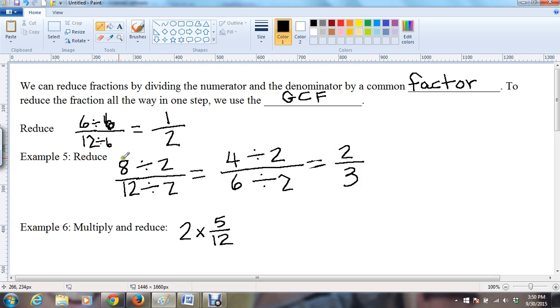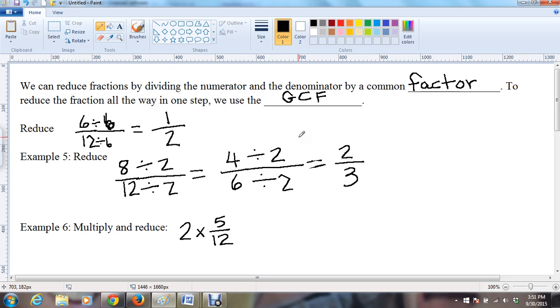Now, if back when we had it at 8/12, we had used the greatest common factor between 8 and 12, instead of using 2, which is not the greatest common factor, we could have used 4, which is the greatest common factor, then we would have gotten to 2/3 in one step. But it's best to use the greatest common factor when you're dividing the top and the bottom to reduce the fraction. But if you maybe don't realize what the greatest common factor is, and you use a factor that is common but it's not the greatest, that's okay.